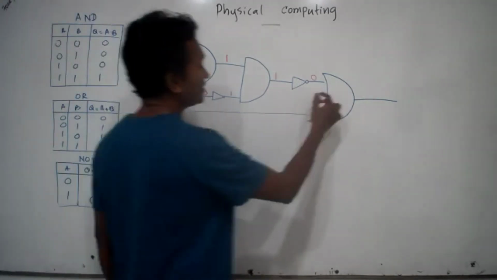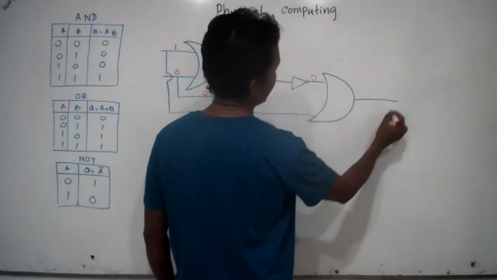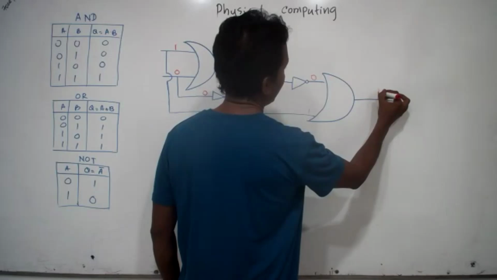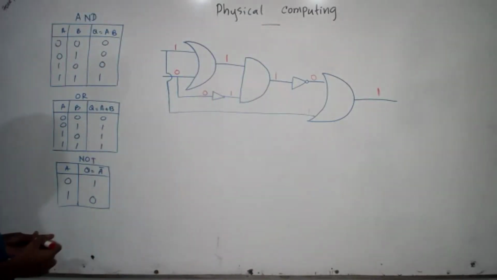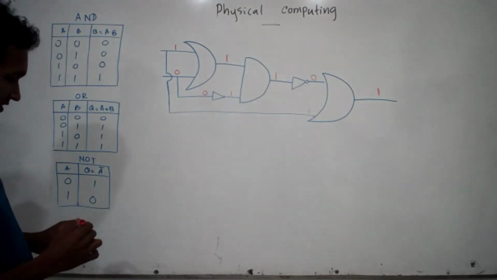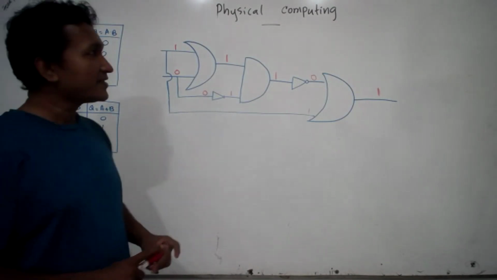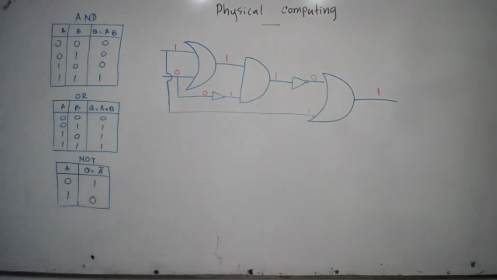So 0 and 1 come to the OR gate. The final output will be 1. Right? That is the final result. I think all are correct. Good.